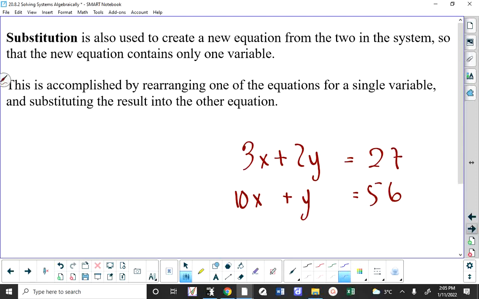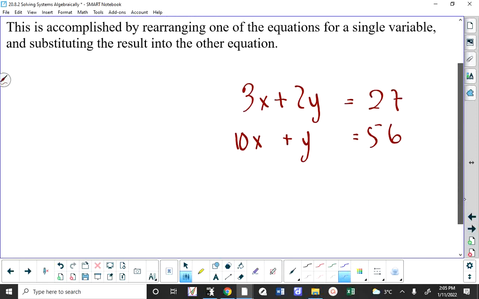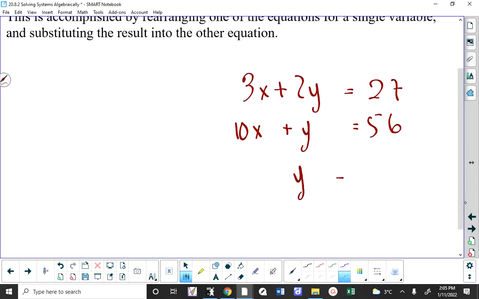So if I gave you that, and this is a Math 10 question that I've written down, rather than use elimination, what you can do is take this second equation and rearrange it for y, for example. So according to the second equation, y is negative 10x plus 56. Thank you for the frowns, which told me I wrote something down wrong. So the second equation is equivalent to saying y equals negative 10x plus 56.